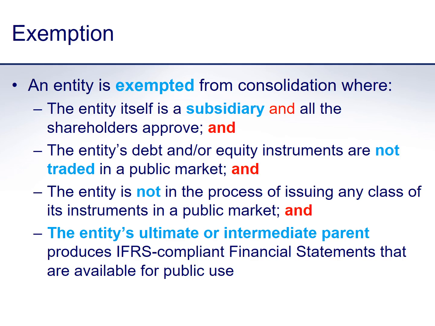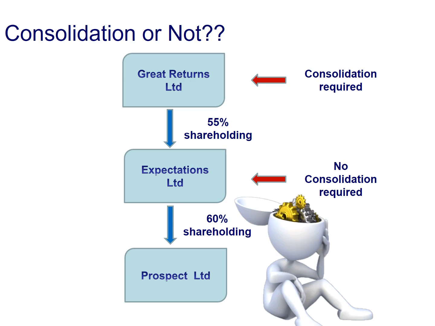Looking at what that exemption effectively says, if one considers a simple vertical group such as the following, where you've got an ultimate parent that controls an intermediate parent and the subsidiary down at the bottom of the group, provided all four conditions are met, the intermediate parent in this instance would be exempted from having to produce consolidated financial statements.